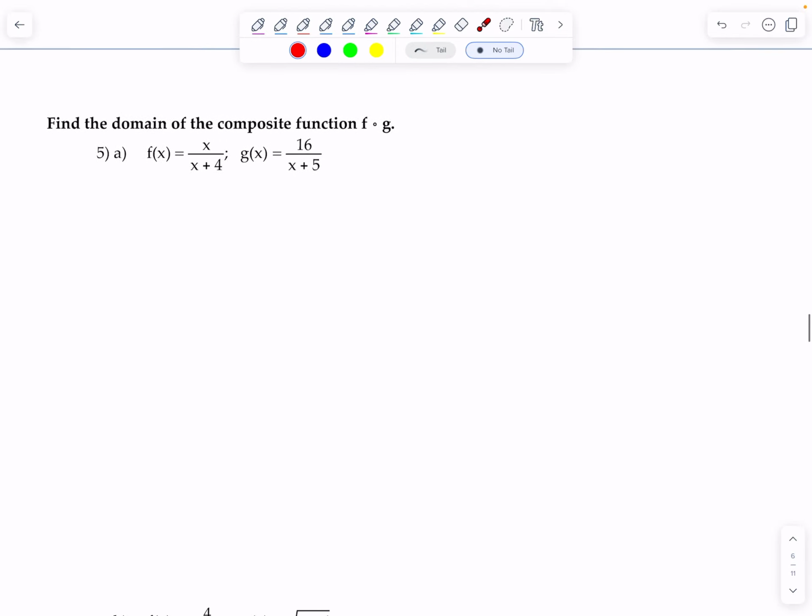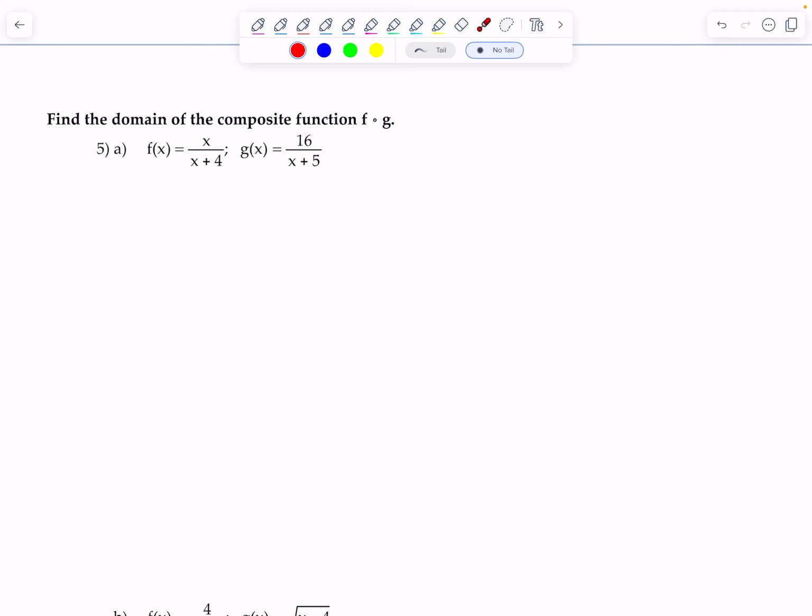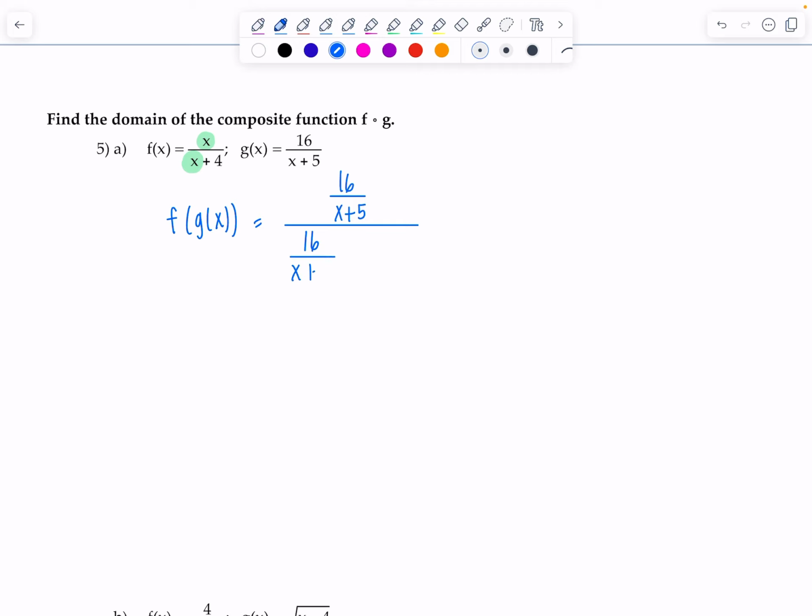Next, very important idea, especially if you're going to go on to calc, is domain of composition of function. So find the domain of the composite function f composed with g. So first thing you have to do is find that composition. So f composed with g means f of g of x. I'm going to plug in or substitute g of x everywhere I see x in f. So in the numerator, instead of x, I'm going to put 16 over x plus 5. And then the denominator, same thing, 16 over x plus 5, and then plus 4.